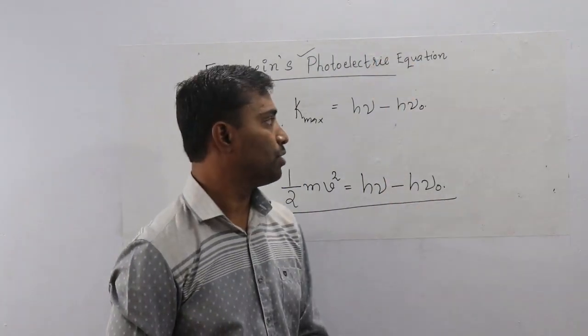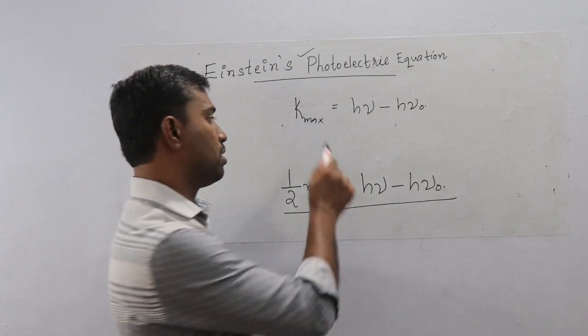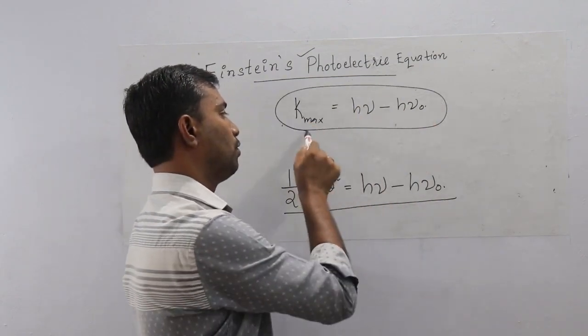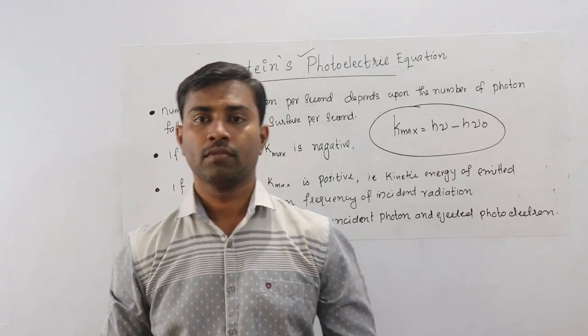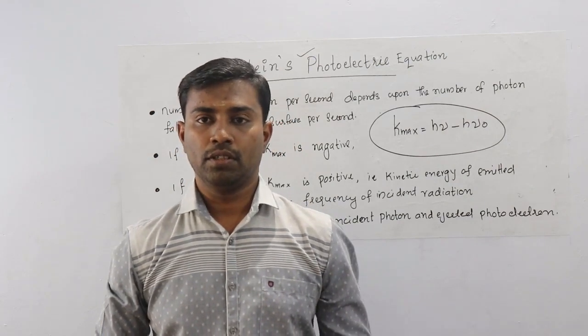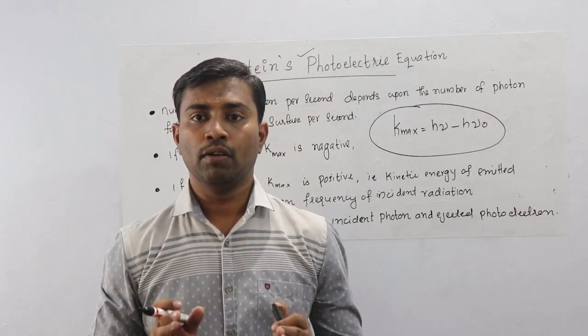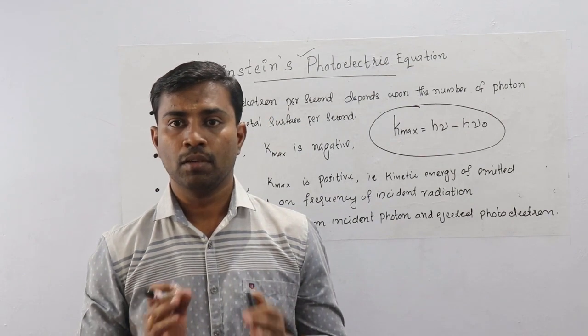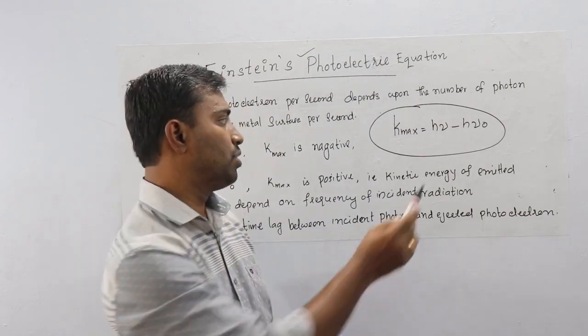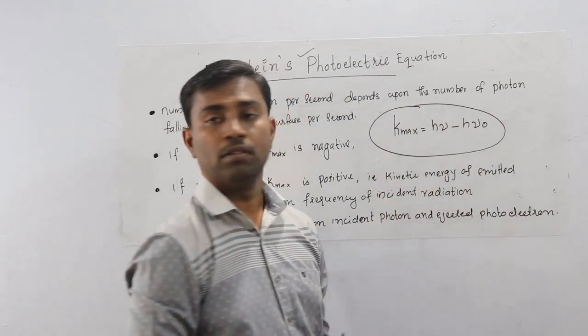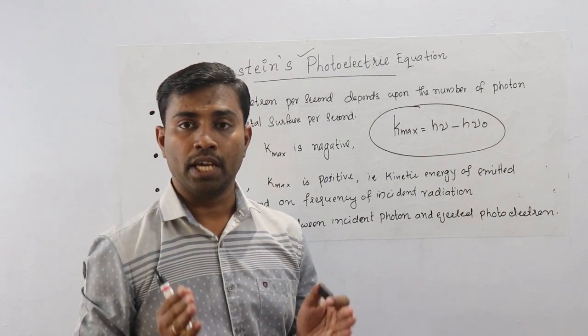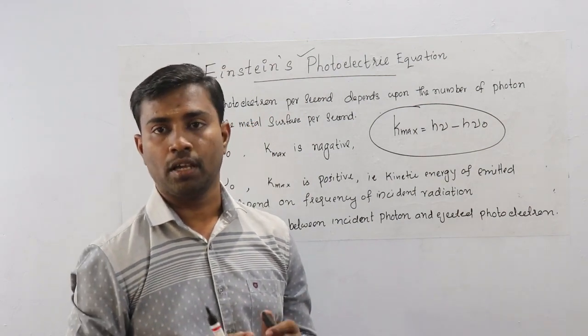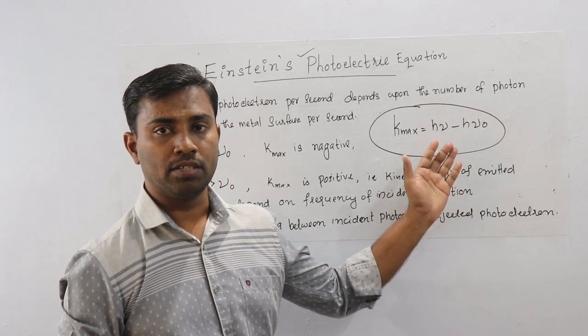K max equal to h nu minus h nu 0. So this is called the Einstein photoelectric equation. Next we are going to discuss the laws of photoelectric emission based on the Einstein equation.